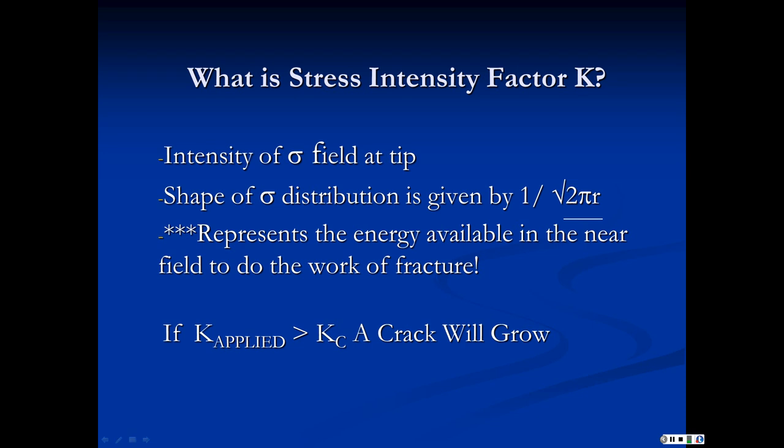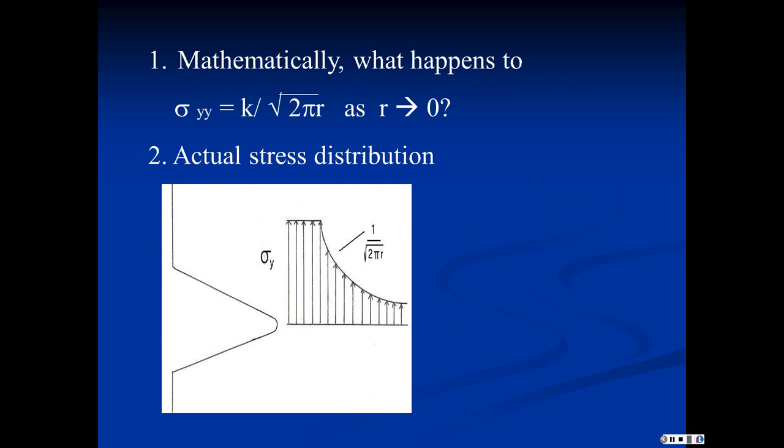The idea here is if your k field that is applied to the structure is greater than some critical value, then the crack grows. If the k field applied to your structure is less than that critical value, then nothing happens. The crack just sits there and the structure is fine. Now, we think about this mathematically, what happens as r goes to 0. Well, obviously 1 over the square root of r goes to 0, this blows up to infinity.